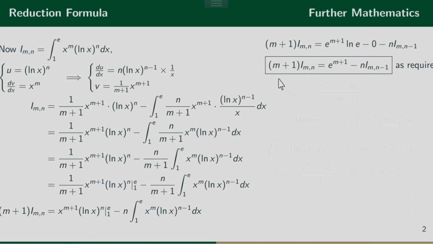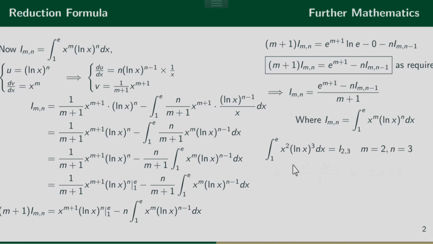I hope you have understood the steps we have taken to arrive at this proof. Now, I can simplify further by making I m,n the subject by dividing both sides by n plus 1. So I get this, where I m,n is equal to the initial integral that was given to me. This is the integral that I was asked to solve: the integral from 1 to e of x squared ln x raised to the power 3 dx.